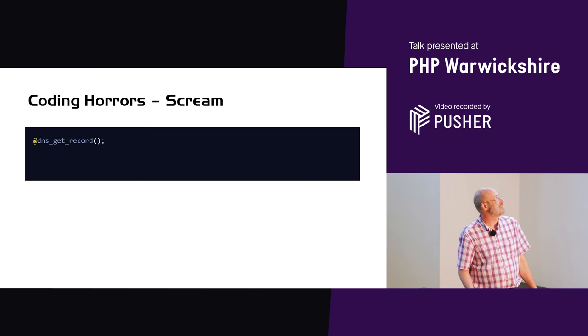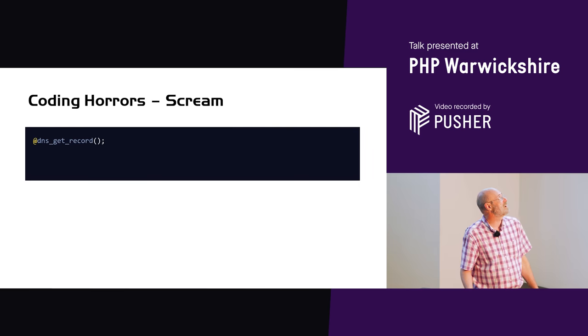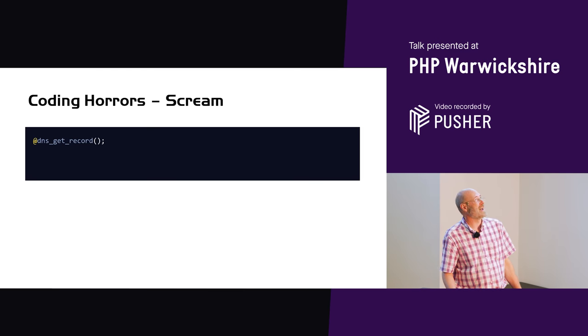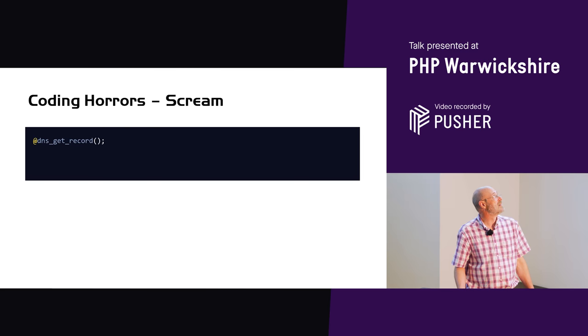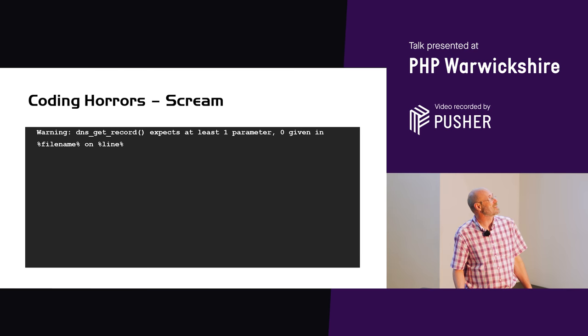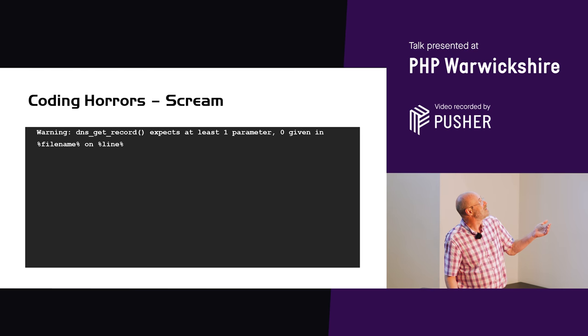There's one of the exceptions, DNS get record. If you pass something to DNS get record that the lookup can't find, which is very easy to do, you'll get an error displayed on screen. So yes, you might want to use the at operator to suppress that error, as opposed to just DNS get record, because without it you get a warning displayed. We're going to suppress that. We don't want that appearing on the user screen.